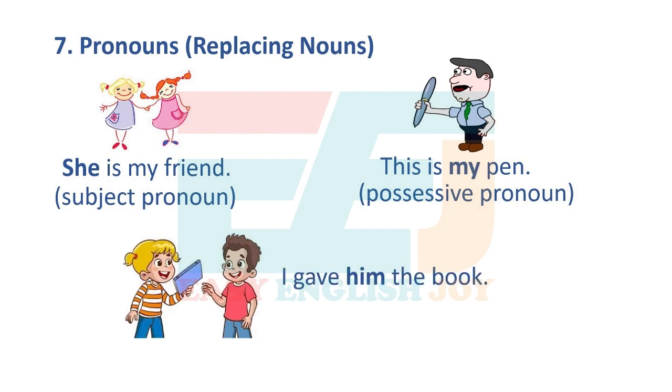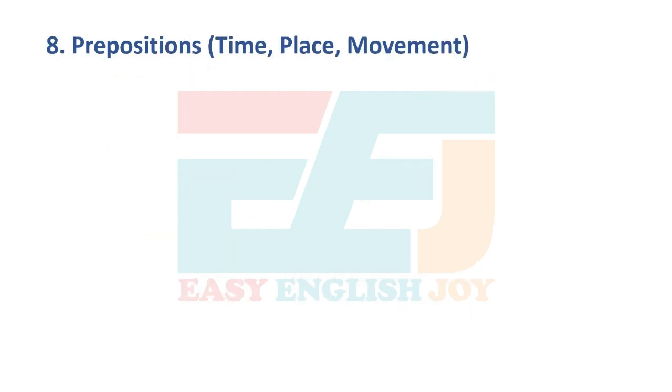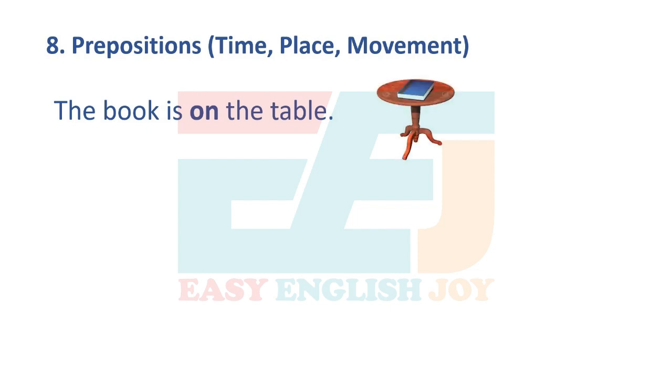I gave him the book. Object pronoun. Number 8, prepositions: time, place, movement. The book is on the table.